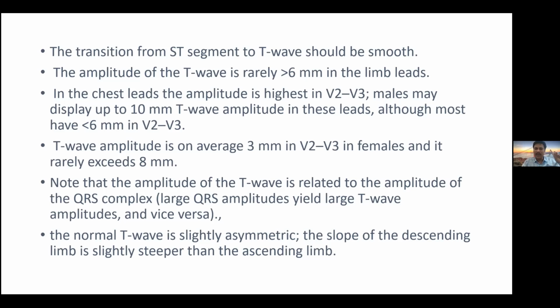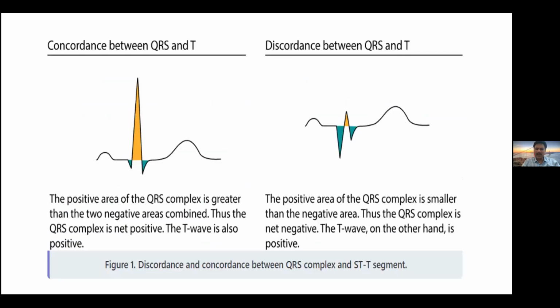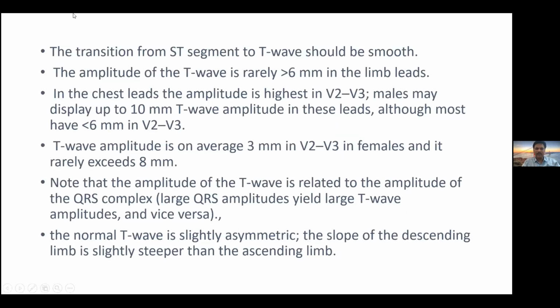Males may display up to 10 millimeters, but females have a lesser amplitude. T wave amplitude averages 3 millimeters in V2, V3 in females, whereas it is 6 or 7 millimeters in males. Usually, it depends on the QRS. If the QRS complex is high, the T wave will also be taller, right? Usually, the last line is very important.